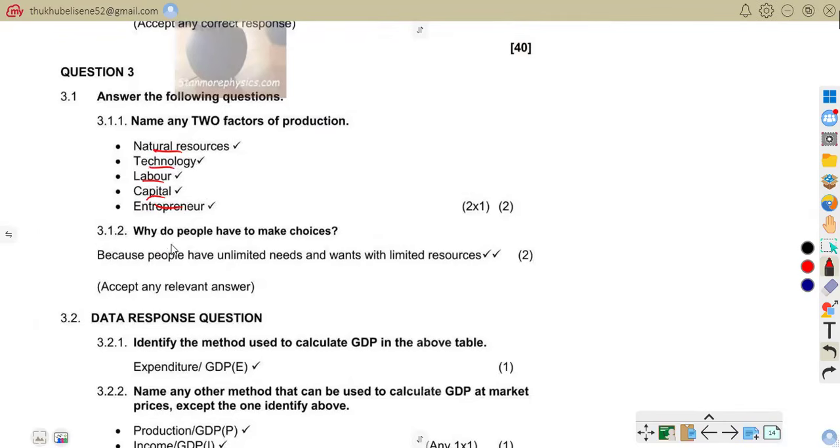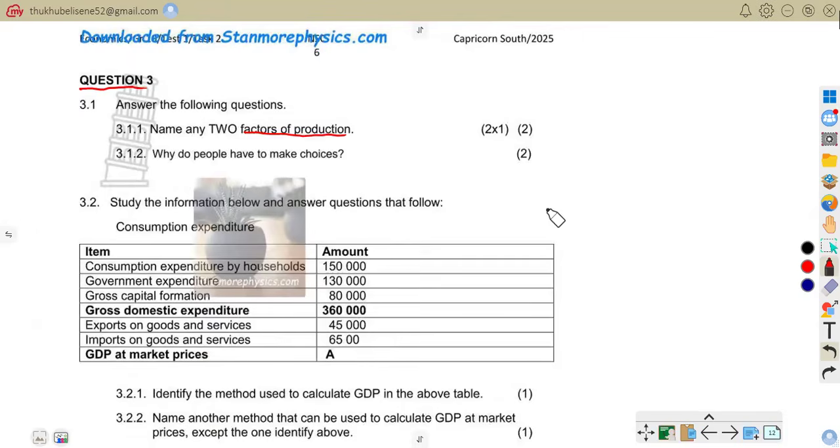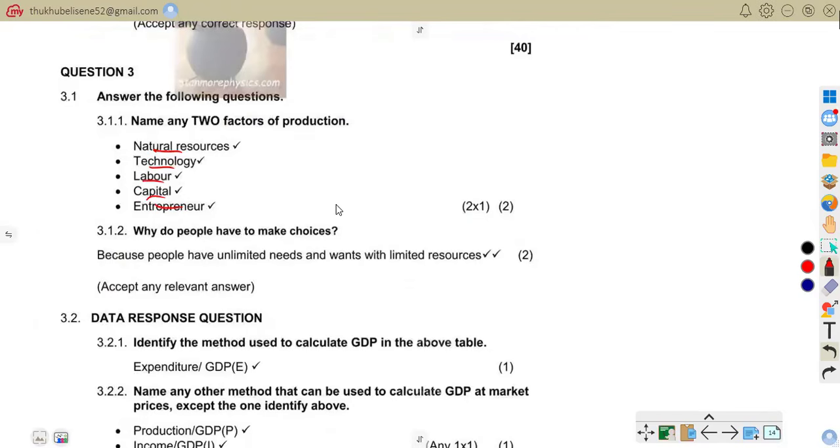So let us go to 3.1.2. Why do people have to make choices? That is the question. So you come to our answers. Because people have unlimited needs and wants with limited resources. So it simply says resources are scarce, so choices are necessary.